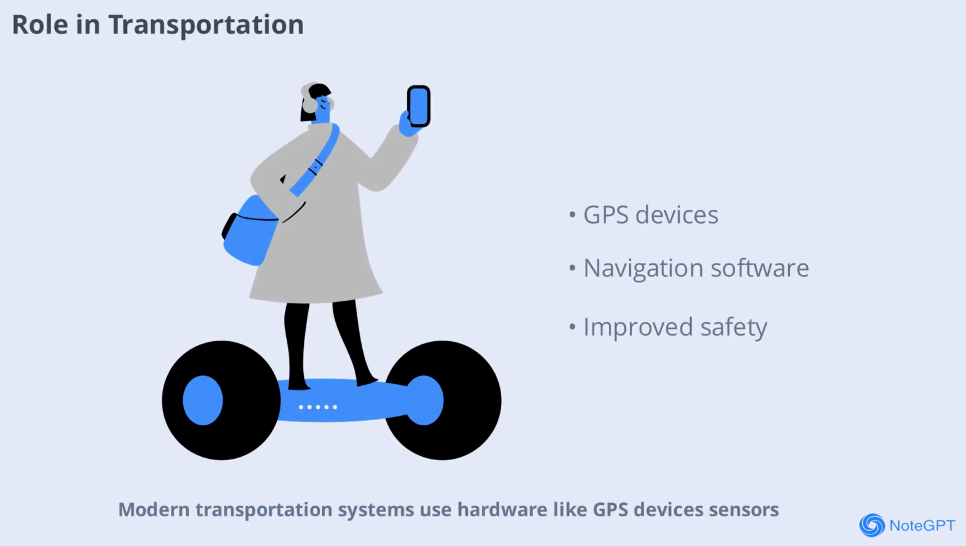Modern transportation systems use hardware like GPS devices, sensors, and control panels, along with software for navigation, traffic management, and vehicle diagnostics. This integration improves safety, efficiency, and convenience for both drivers and passengers.